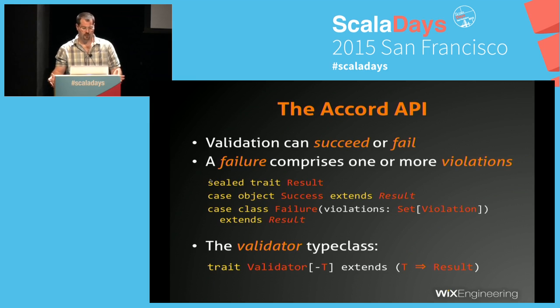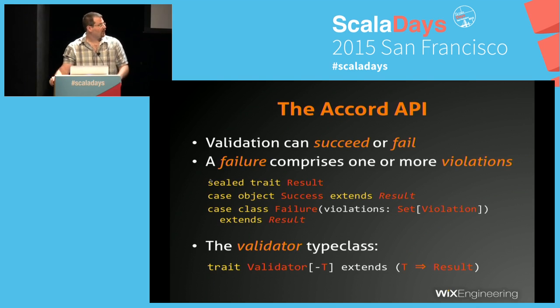Basically, a validation takes an object and a validator. It makes sure that the assertions made in the validator apply to that object, and it gives you back some sort of result domain. So the result domain is a simple sealed trait called result. There's two cases for that. One is the success case, and one is the failure case. And a failure case has a set of validations.